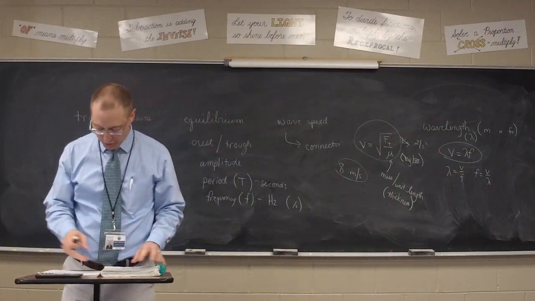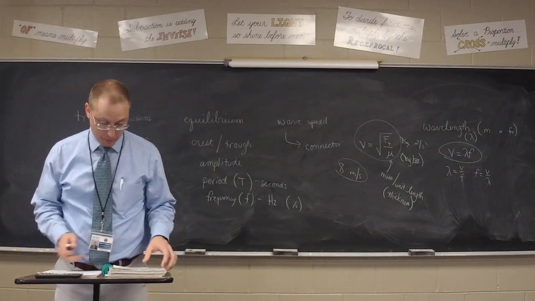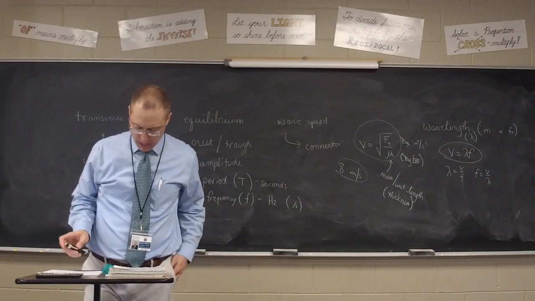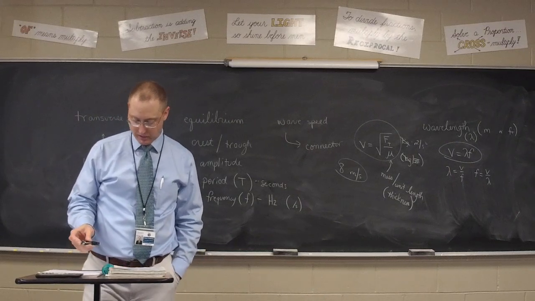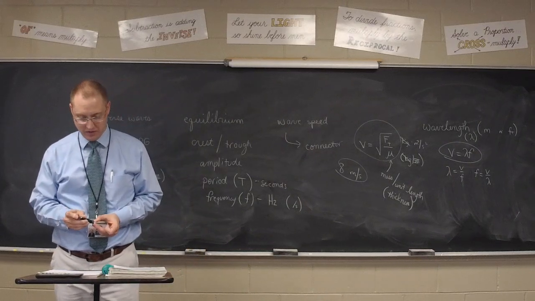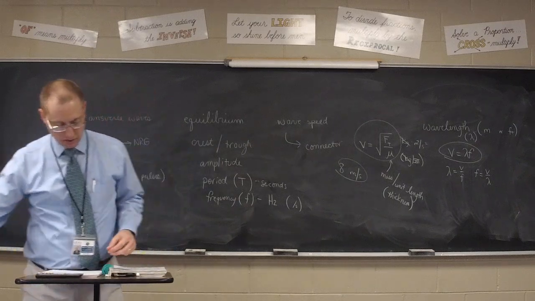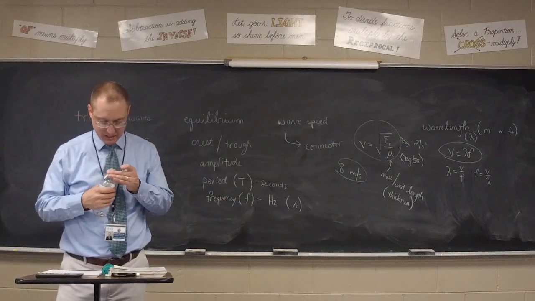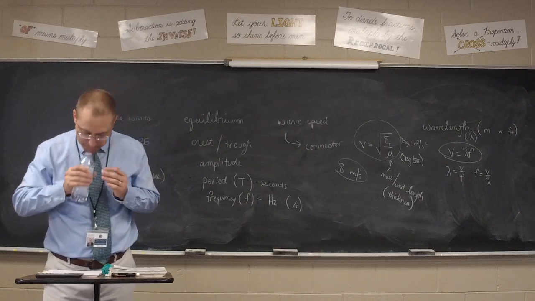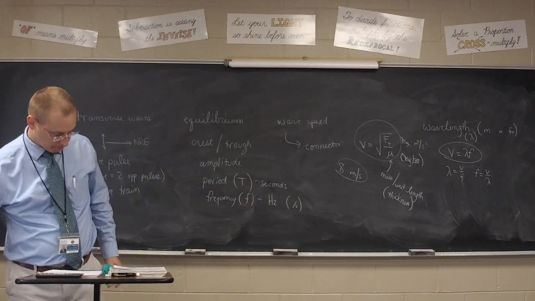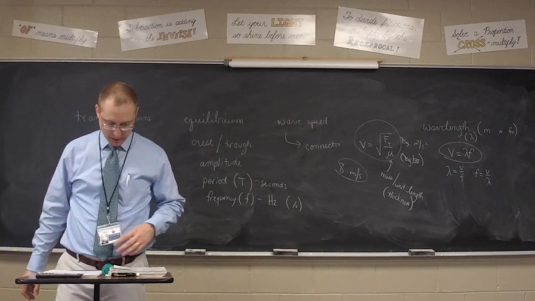Look with me at page 240. We're actually just turning one page over. And look at the first example problem, example 16.2. Kendall, read that for us. A harmonic oscillator with a frequency of 30 hertz sends waves along a rope at the speed of 5.5 meters per second. Find the wavelength.